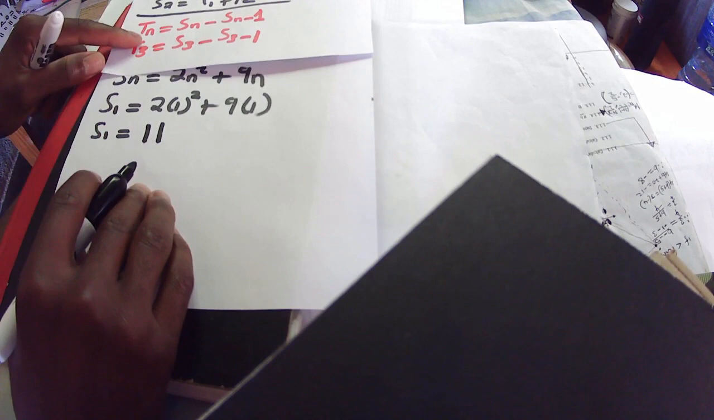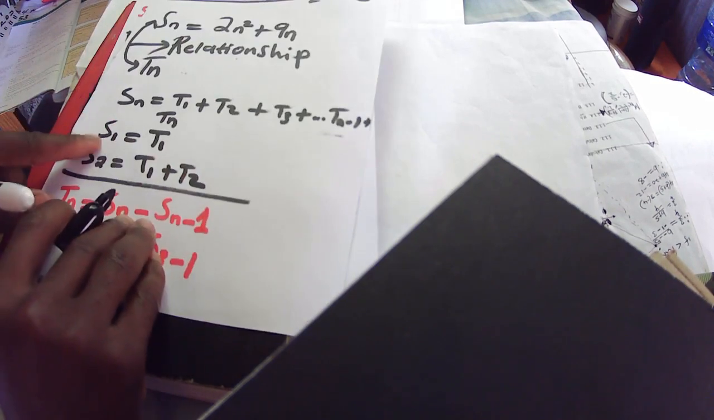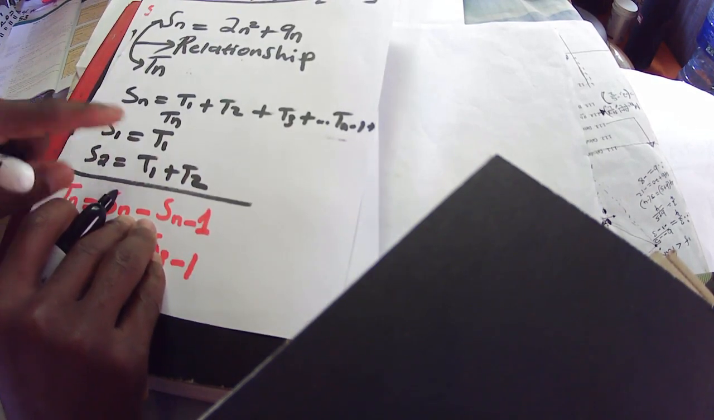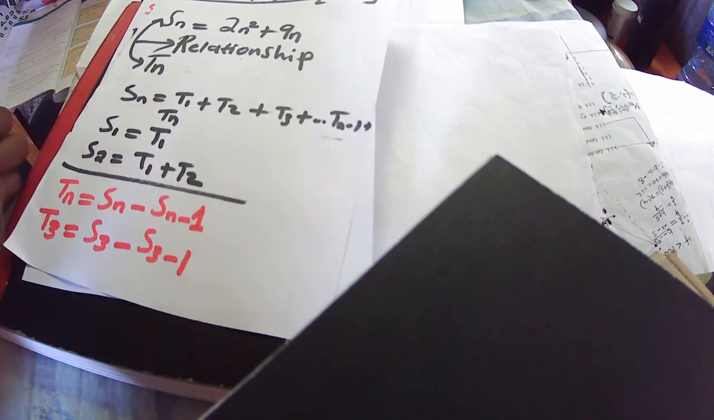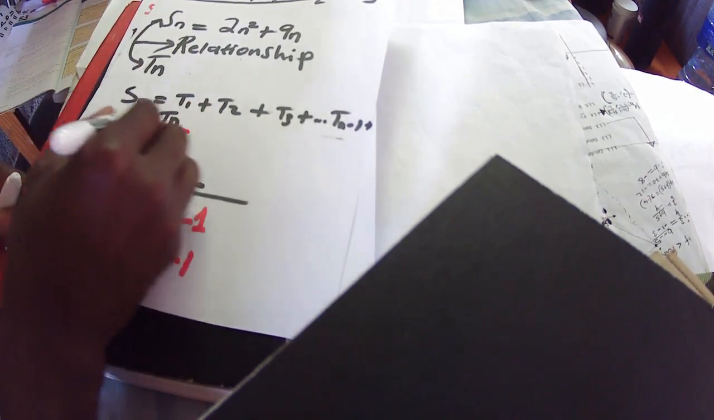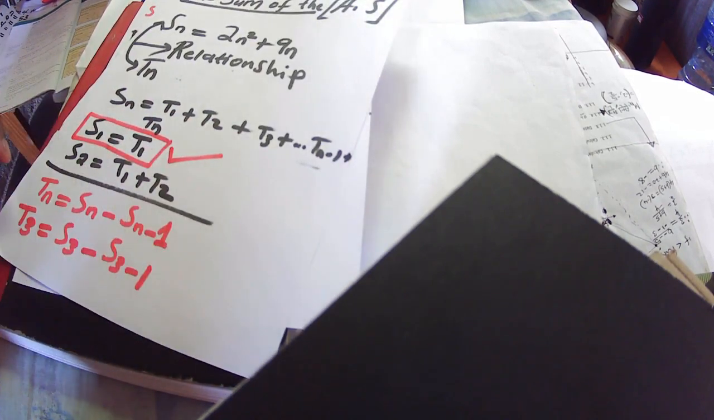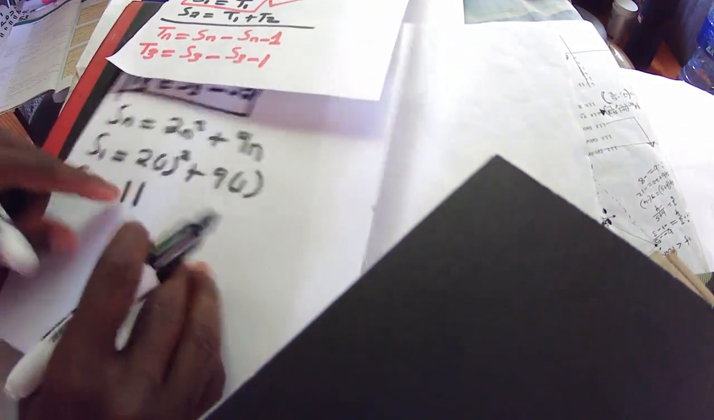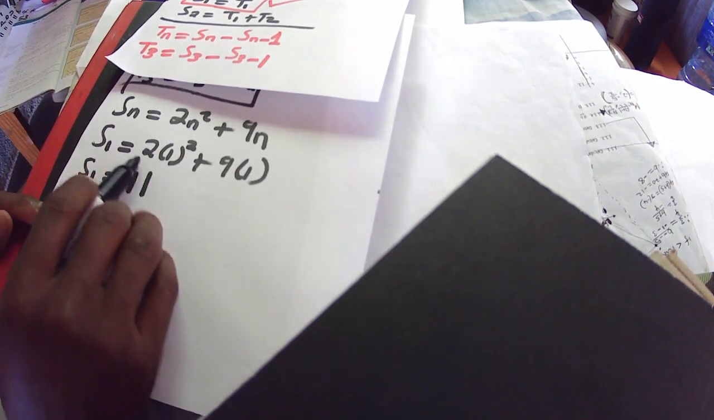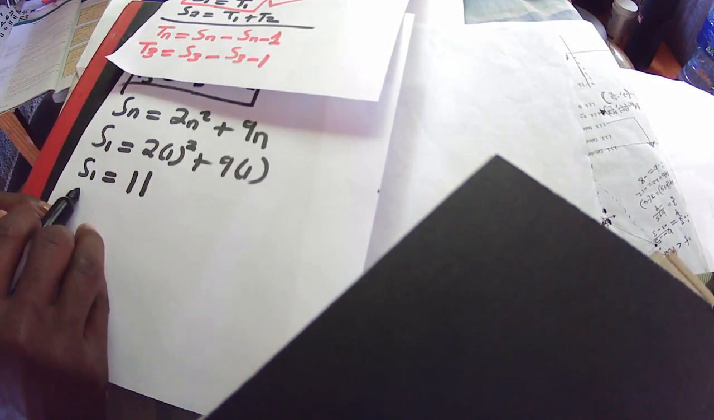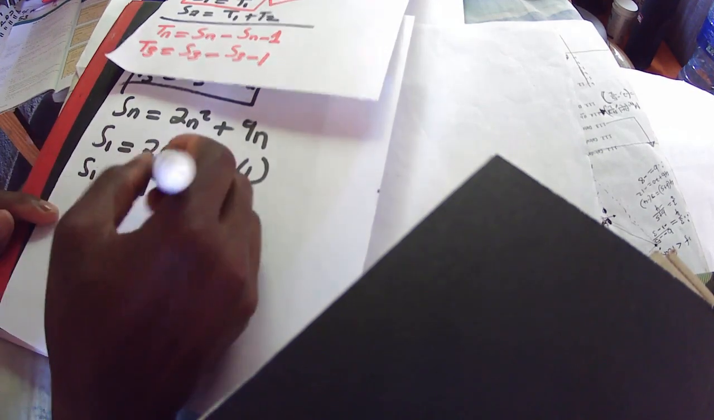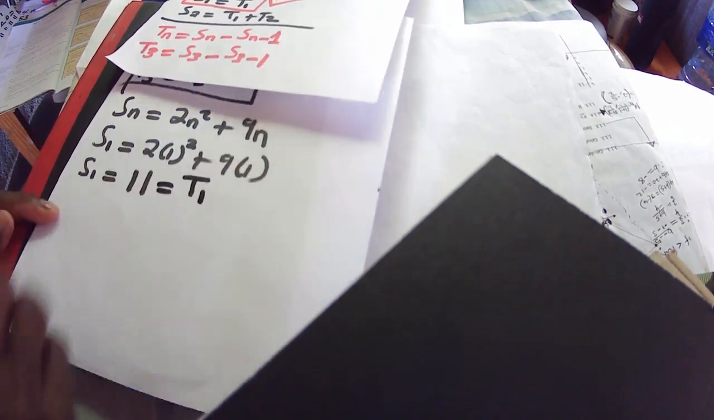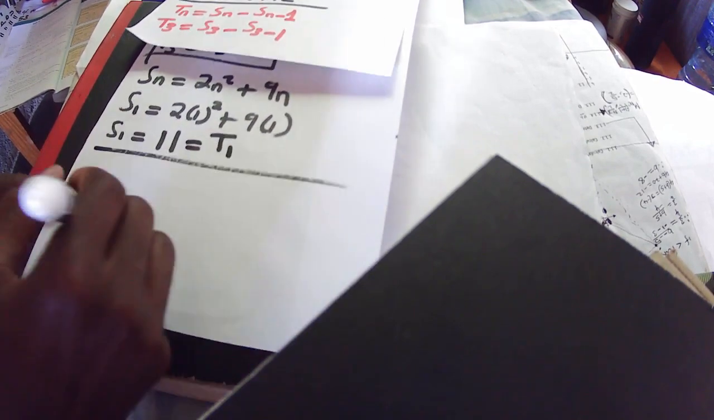And what is it that we know? We know that S1 is equal to T1. So just look at that. We have the first term already by substituting 1 in the equation. So we get 11. So 11 is equal to T1.